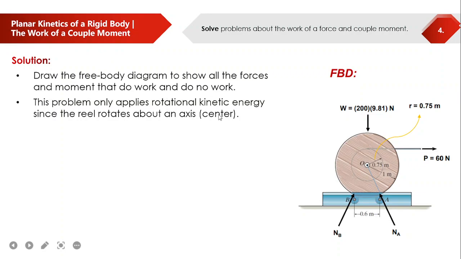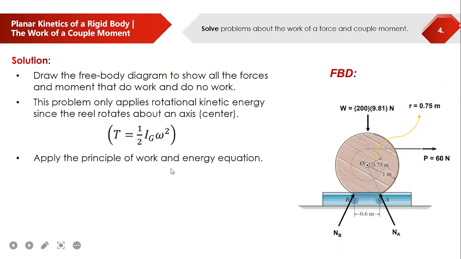So hindi na natin kailangan mag-solve ng translational, which is your 1/2 mv squared. So wala siyang, hindi siya nag-displace or hindi siya nag-translate to another position. Have your T is equal to 1/2 I sub G angular velocity squared. So apply the principle of work and energy equation to solve for our final angular velocity.